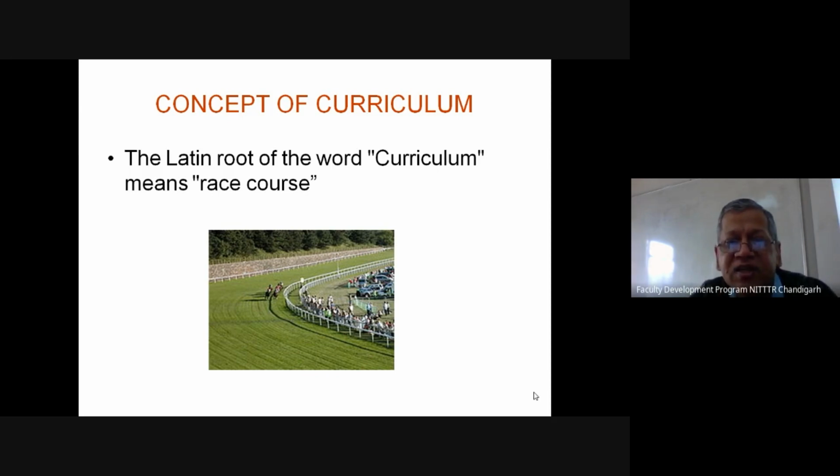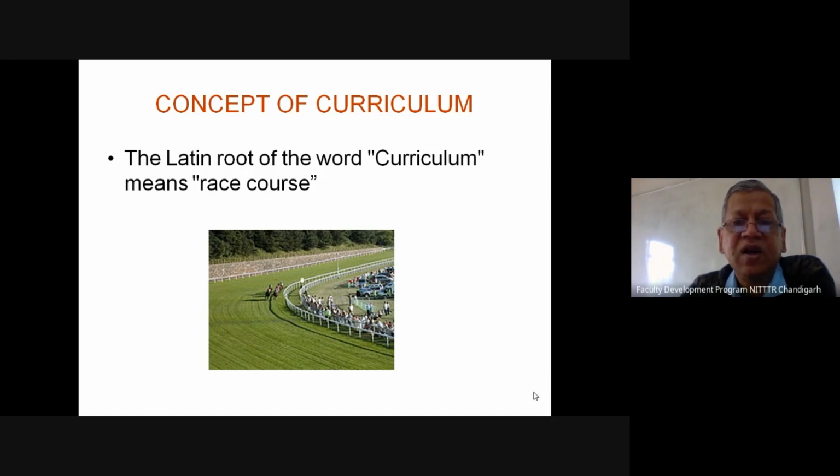So all the three things that are common as far as race course and curriculum are concerned, that is the starting line, the finishing line, and the path to be traversed. That is why we equate curriculum with race course.